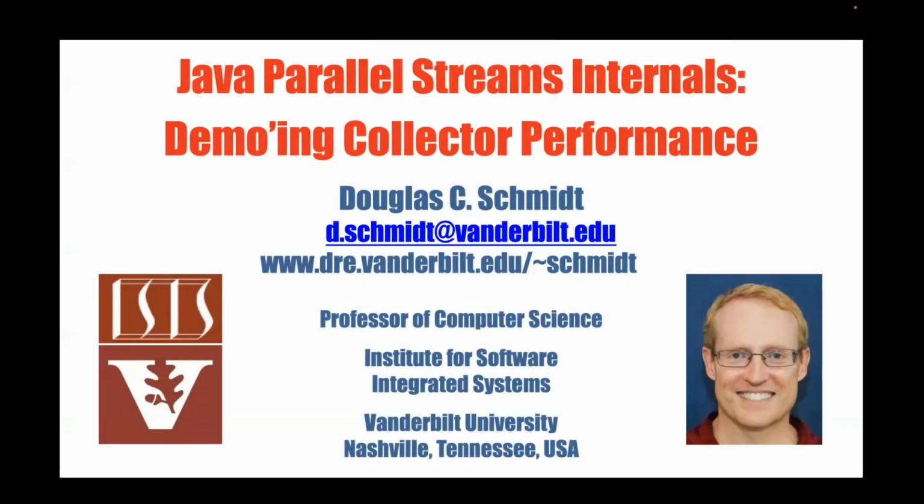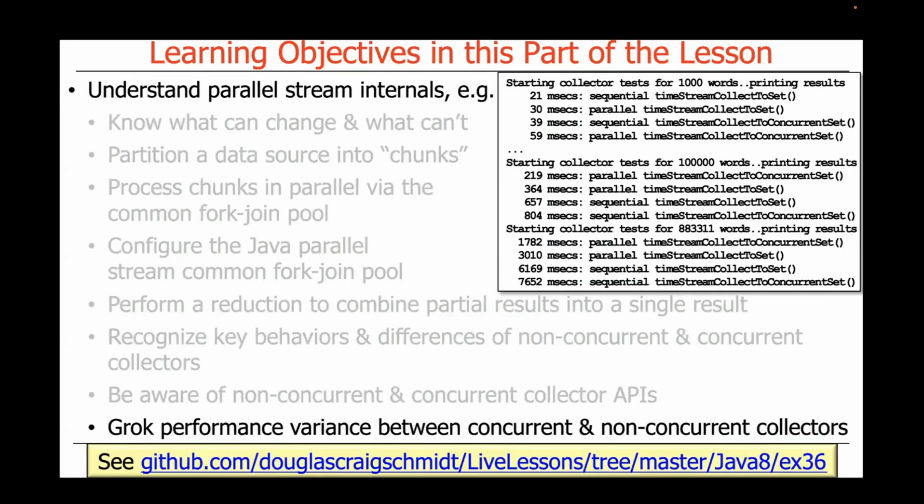So what we're going to do now is show a case study that will demonstrate the performance of different collectors, non-concurrent collectors and concurrent collectors, for different types of collections, essentially tree sets and hash sets and the concurrent variants therein. You can find this particular example in the EX36 project in my Java 8 folder in my live lessons GitHub repository.